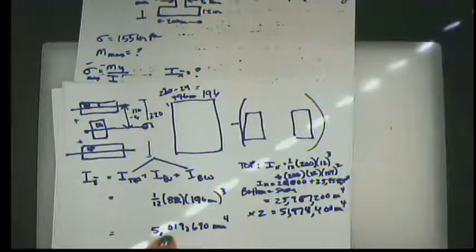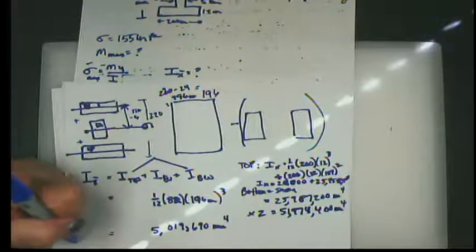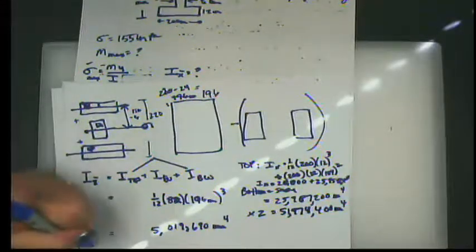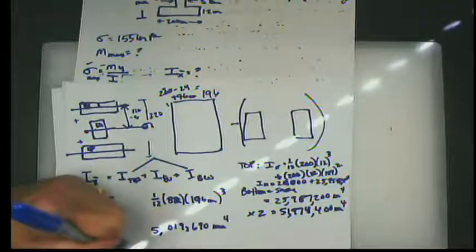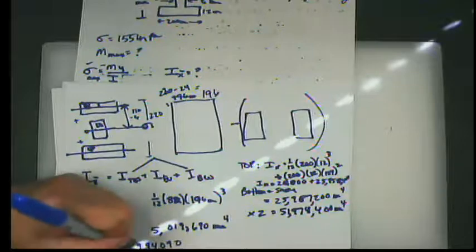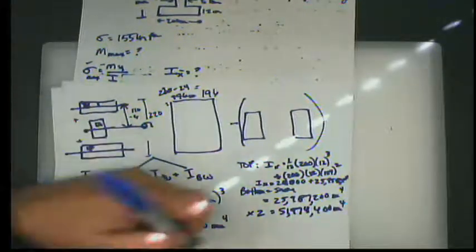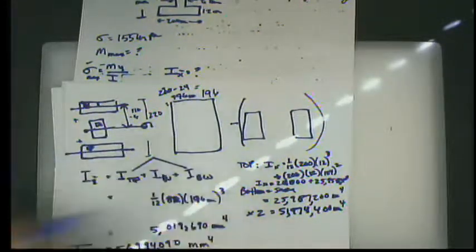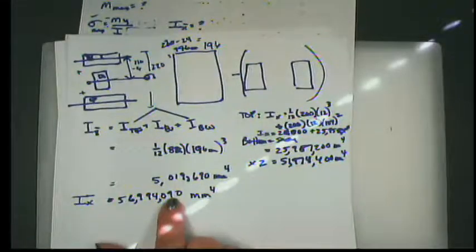And if I add to that the piece from the web, 5,019,690, I get a total I sub x about the neutral axis of the entire thing of 56,994,090. Yeah, that looks about right. 56 million millimeters to the fourth. Okay, now I've shown you the work. You can also probably see why you don't want to keep this in millimeters to the fourth, right? Because that's a mess.